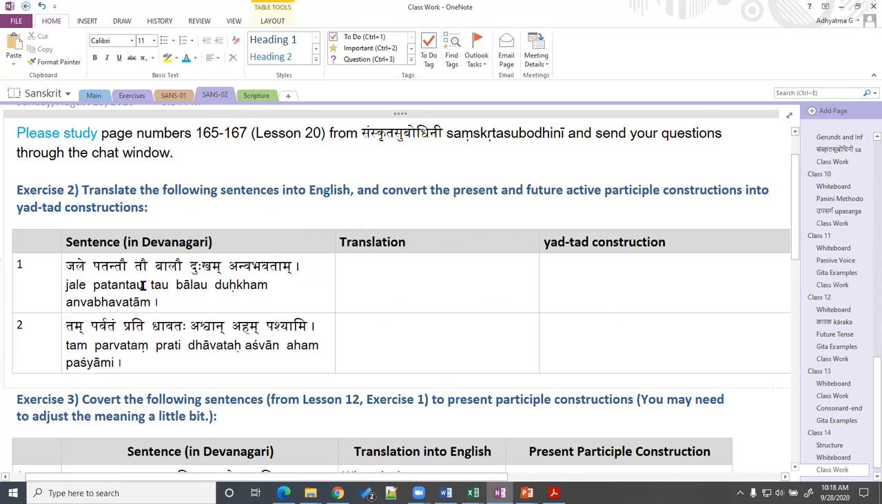So for translating this sentence, this one, if you look at, Balau is dual, Tau is dual, Patantau is the adjective for them, so that is also dual. Patantau means falling, those two boys falling. Jale means in the water, seventh case singular. Dukkham anubhavatam. Anubhavatam is the verb here, it is also dual.